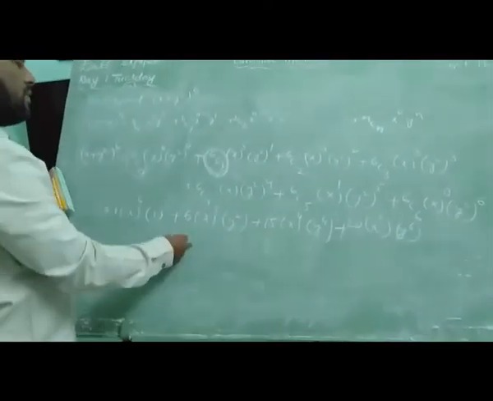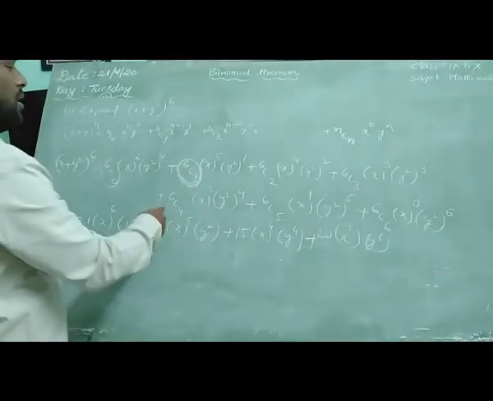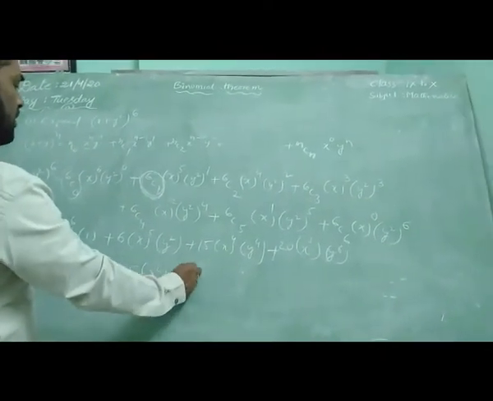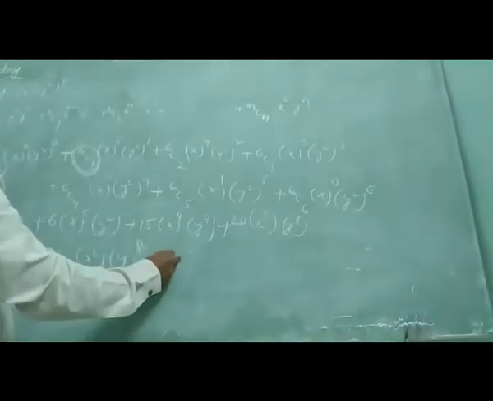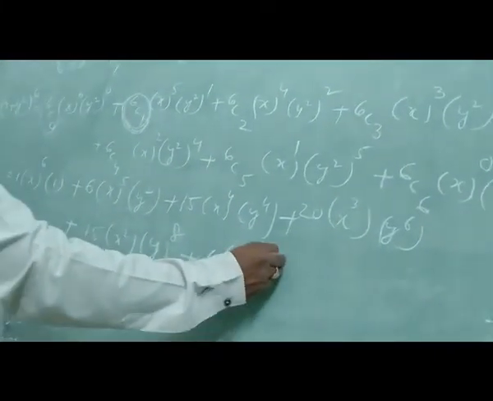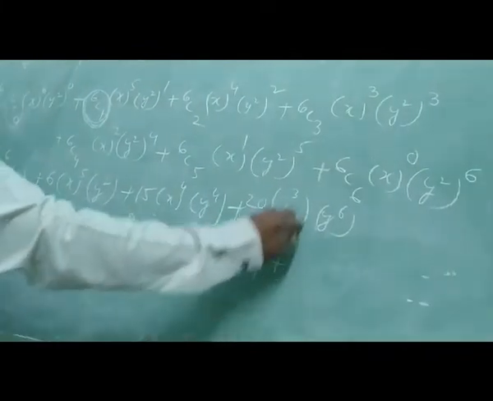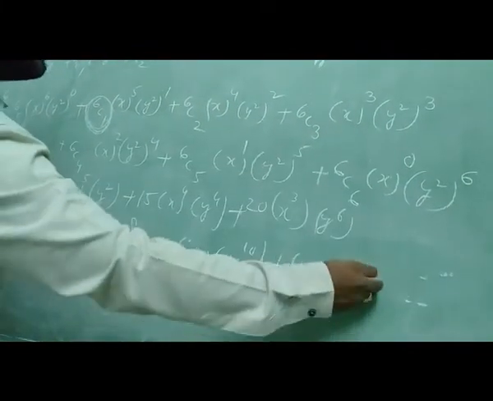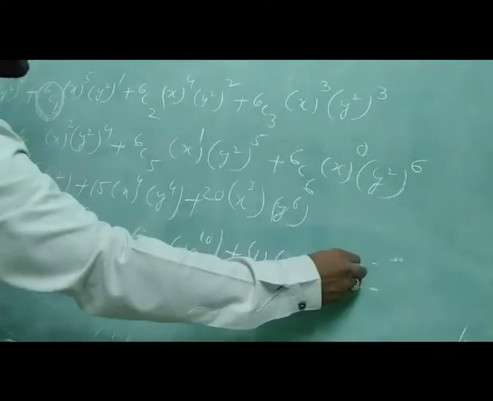So next 6C4, again 15 comes. 15 into x square y to the power of 8, plus 6C5, 6 comes. 6 into x into y to the power of 10, plus 6C6, the last coefficient is 1. 1 into x to the power of 0, 1 into y to the power of 2 times 6, that is 12.